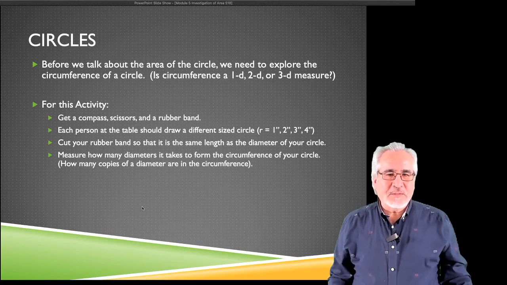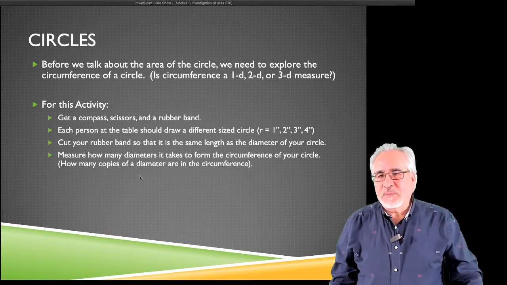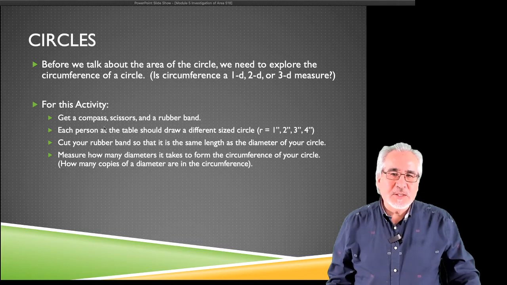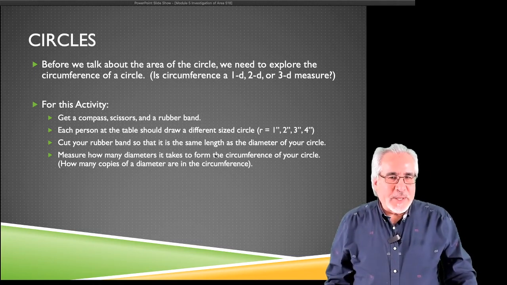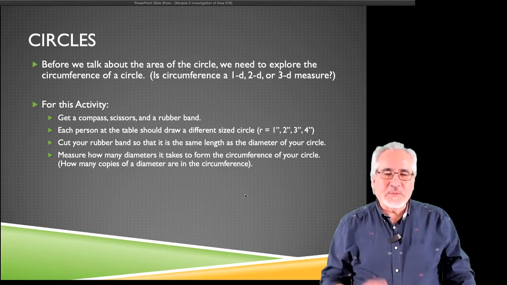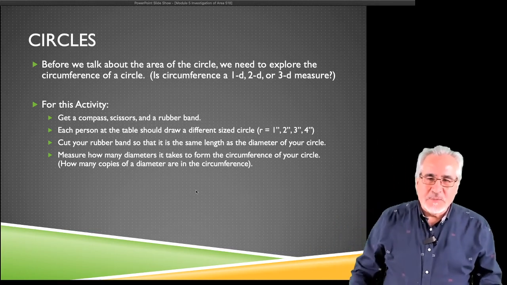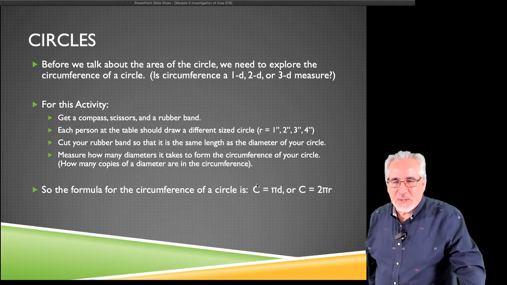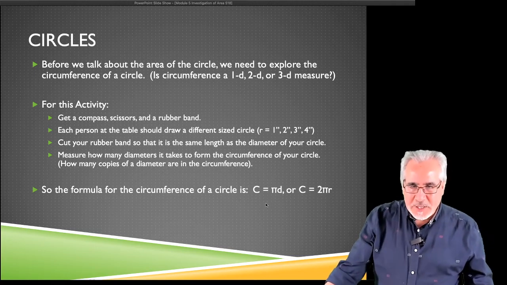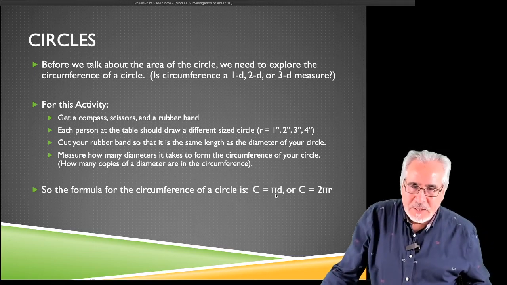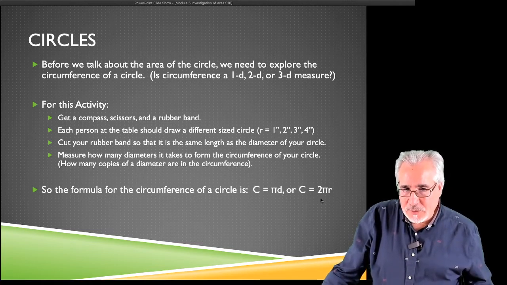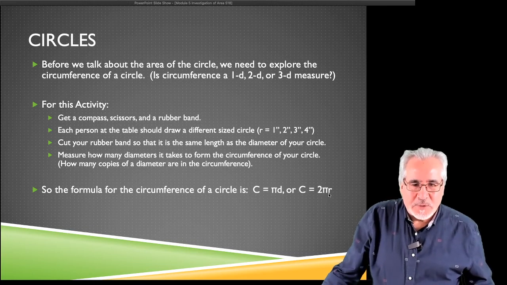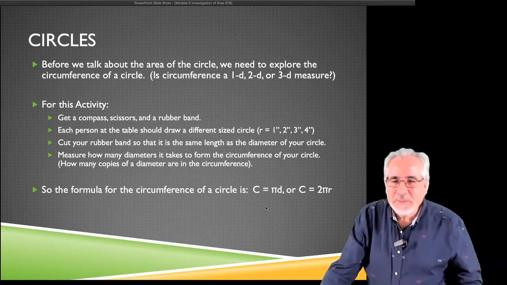There is this activity. If we were in the classroom, we probably would do this. You could draw your own circle, get some scissors, cut it out, use a rubber band, and do all these things. But we're also going to have a little video that we can watch, and I'll narrate it, and we'll come up with this formula: circumference is either pi times the diameter, or 2 times the radius, pi, 2 pi r.